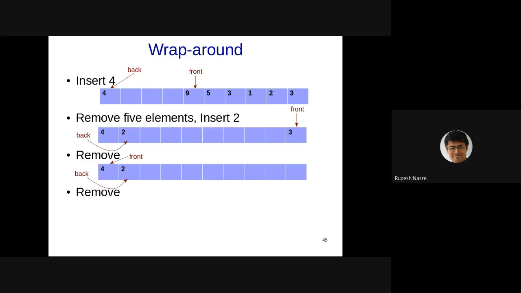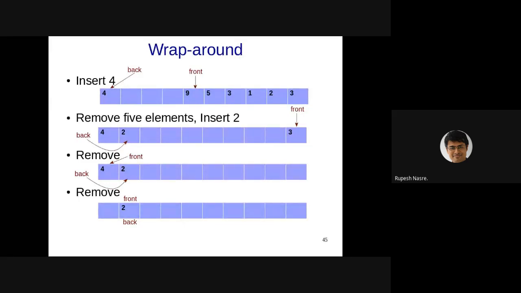So I'm going to remove one more element now. Since I'm removing it from the front, front moves ahead, and now front and back are both pointing to the element 2. Does this look okay? Are there any issues with whatever I'm showing on the screen?